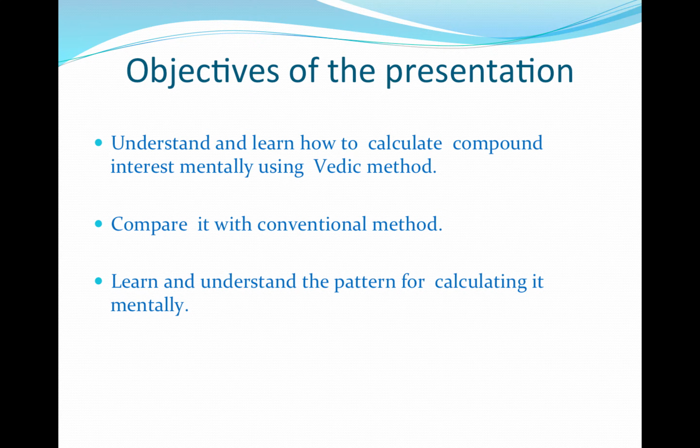Objectives of this presentation. First objective is to understand and learn how we can calculate compound interest mentally using this Vedic method. And second objective is to compare it with the conventional method. We will explore why and how this method is much more efficient and less time consuming than the conventional method. And the third objective is to learn and understand the pattern behind this method, the pattern with which we can calculate it mentally.